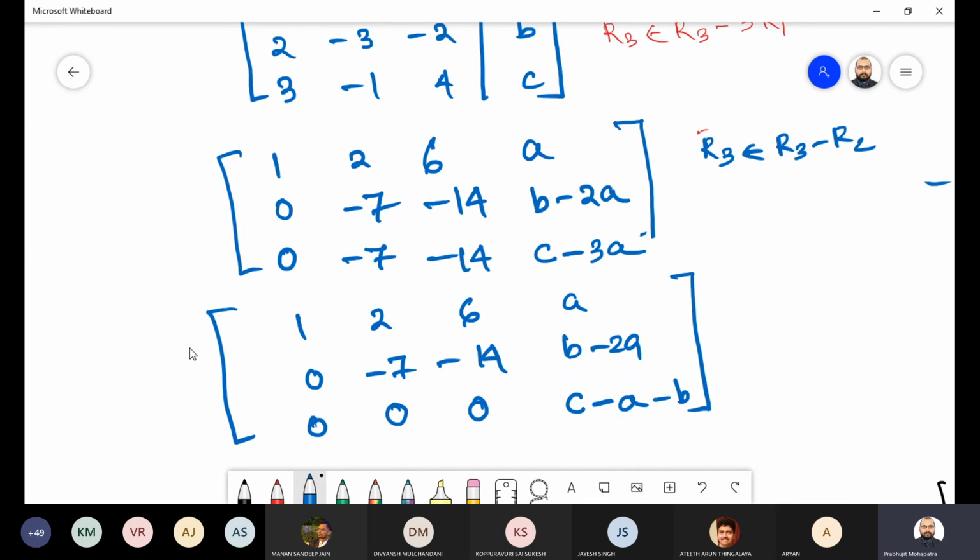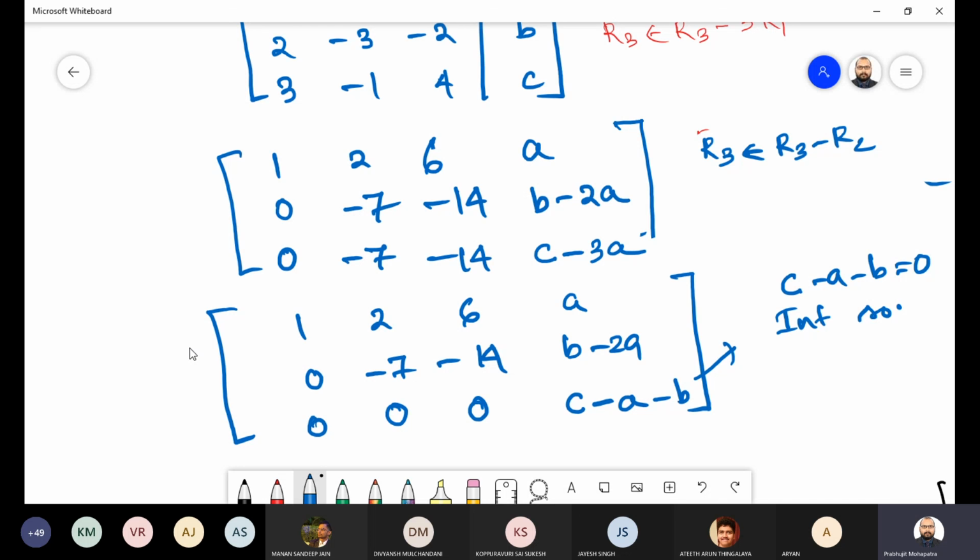Now you tell me, for what values of A and B is the system consistent? What is the condition? C is equal to A plus B. Okay, if you are making that condition, then it is going to have infinite number of solutions. So you can write that if C minus A minus B equals 0, then you are going to have infinite number of solutions.